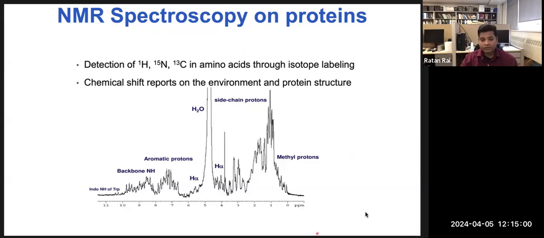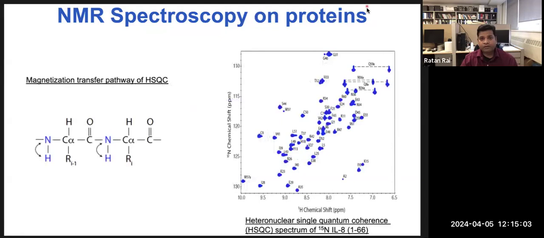This is the example of one of the common experiments, which is called HSQC, heteronuclear single quantum correlation experiment. In this experiment, we are going to see the signal from all the backbones. So how does this experiment work? The magnetization is transferred from hydrogen to the attached nitrogen through the J coupling. And so for each of the nitrogens in the protein, we are going to see one peak.